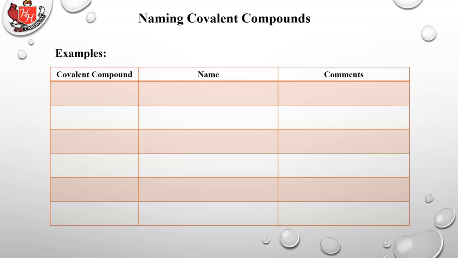So let's go ahead and look at some. H2O. We call that water, but that would be dihydrogen monoxide. There's two hydrogens and one oxygen. So take the O off mono when you apply it to oxide. So it's not monooxide, it's monoxide.